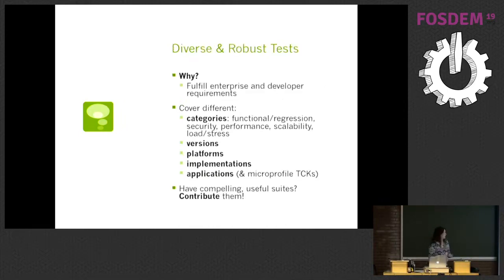The diverse and robust test part, well, why? To fill that set of requirements that I mentioned earlier. So diverse, covering different categories of testing. Those logical groups really help us for functional and regression, performance, the load and stress tests. Those are all captured in those logical categories. We also, of course, cover all the versions. In fact, when I say versions, that can include all of the different experimental branches. Nothing stops us from running testing there.